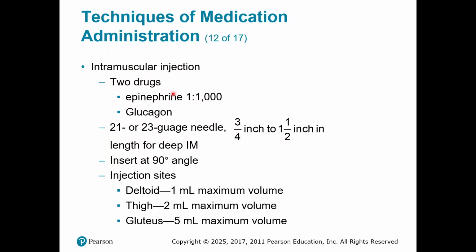So intramuscular injections, two drugs: Epi 1 to 1000 can go. We know that. What about glucagon? We've got a little glucagon to help those diabetics. Again, we're going to recommend a 21 or 23 gauge needle that's 3/4 to 1 1/2 inches long. This one's going to go 90 degrees. So not 45, it's going to go straight 90 degrees. And we're going to go to the deltoid, the thighs, or the gluteus, just right below the hip, right where it kind of meets the butt.